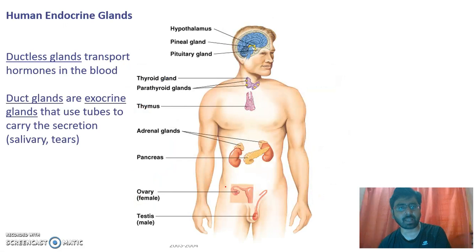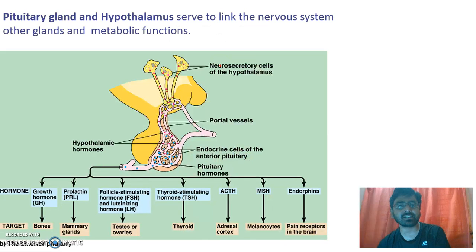Now coming to the endocrine glands, we see that there are different endocrine glands. These are the glands which secrete proteins or hormones, and they travel through the circulatory system to different parts of the body, away from their site of synthesis, and there they function. From here we see that out of these glands, the pituitary gland is called the master gland of the body.